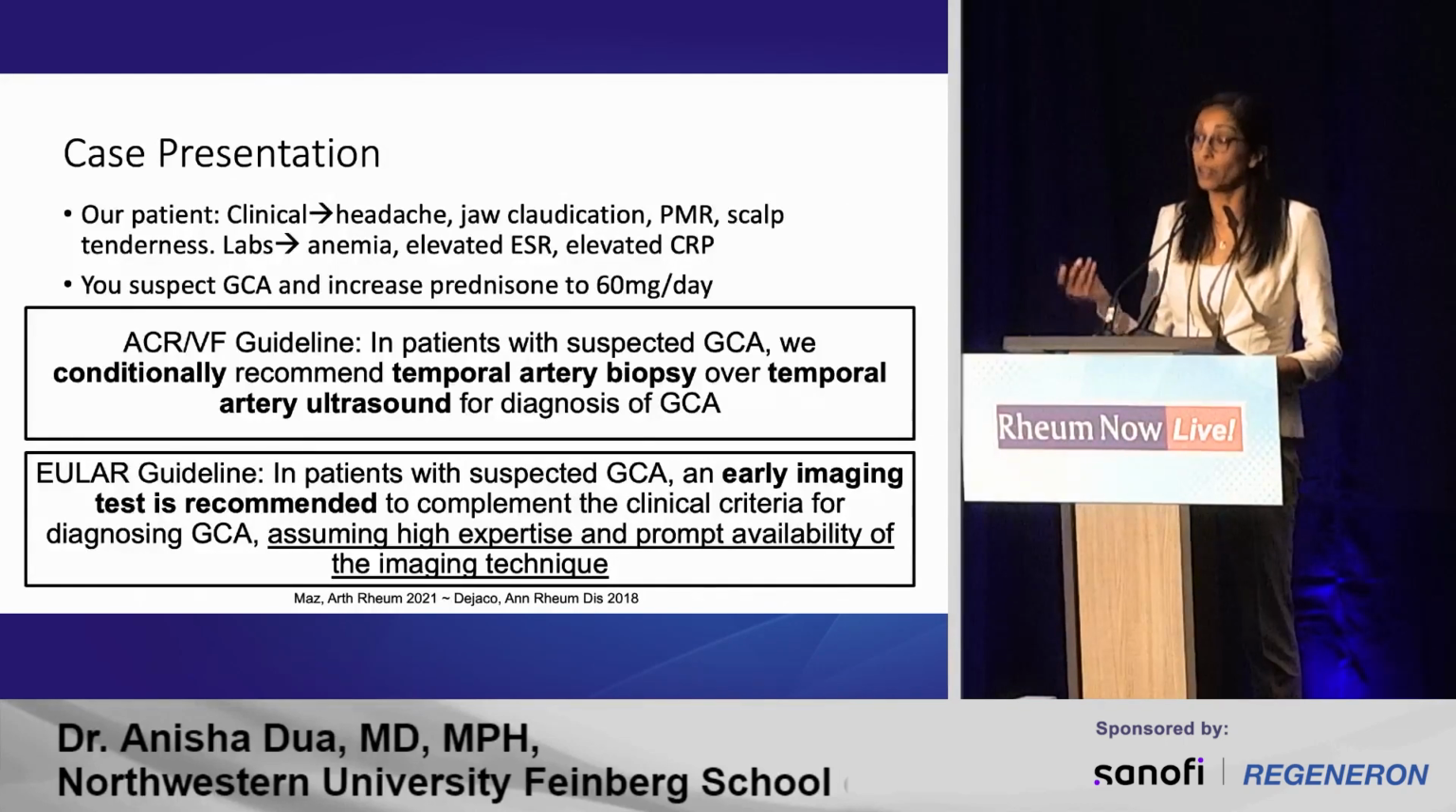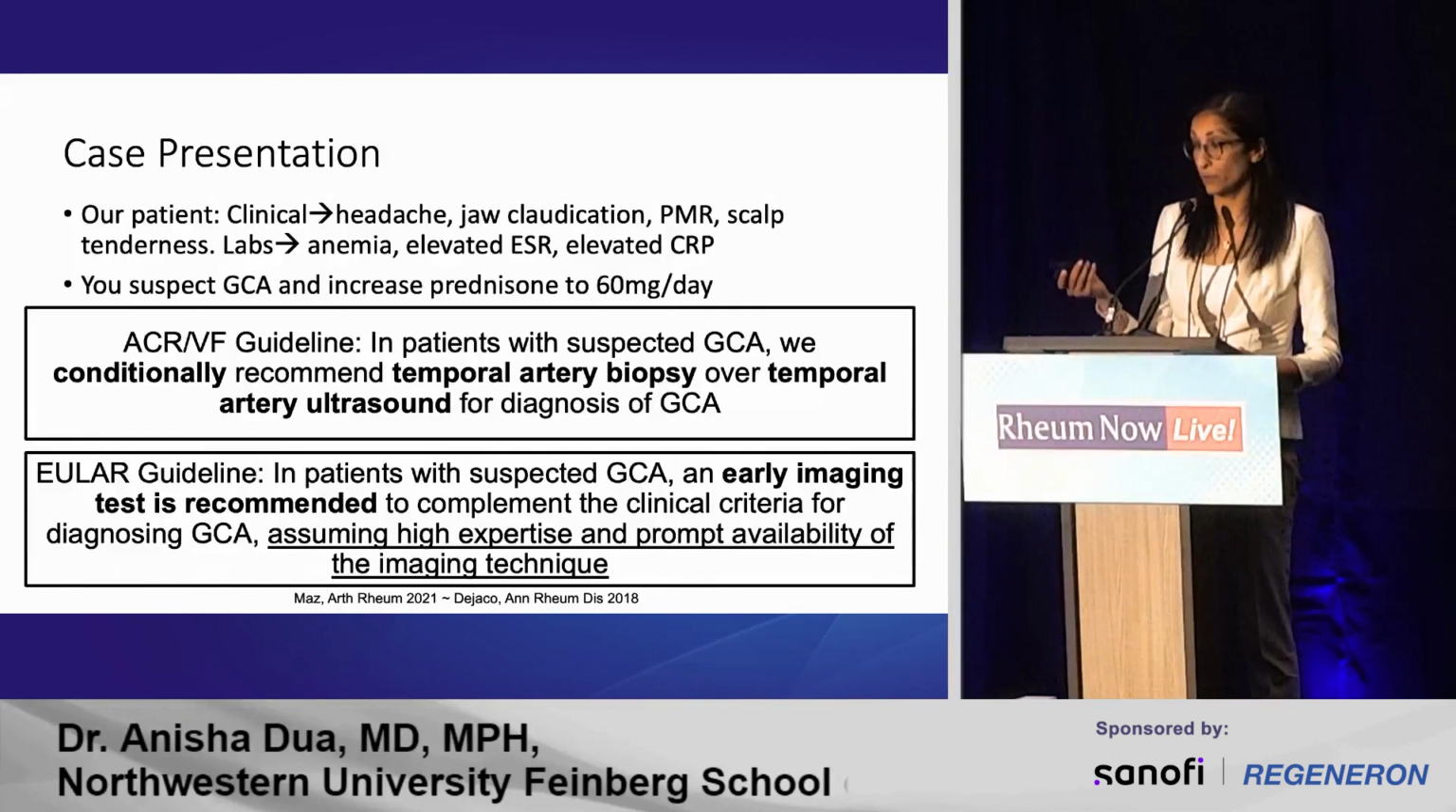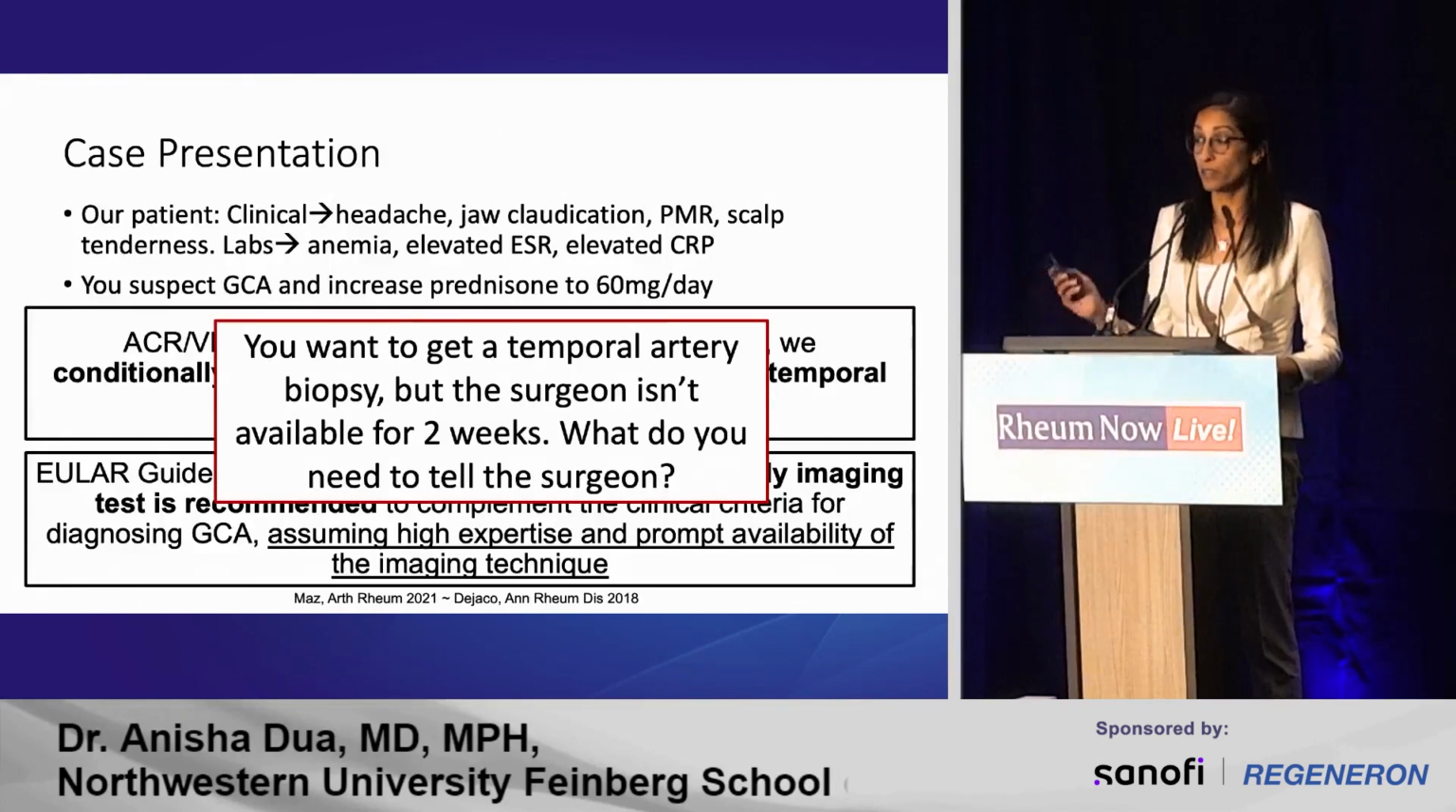Now, I underlined here that this is assuming high expertise and prompt availability of this imaging technique. Some of us may have access to fast-track clinics or ultrasound at our institutions, and others do not. But at this point, the recommendation is to pursue a temporal artery biopsy, and that's what you decide to do in this patient. But the surgeon's not available for 2 weeks. So what should you tell him?